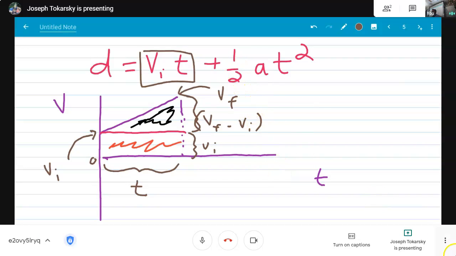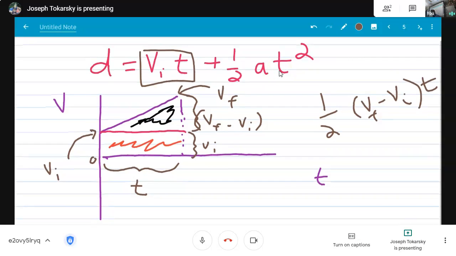Now this isn't going to immediately look exactly like this, but you could probably guess where that 1/2 came from. What's the area of a triangle? 1/2 base times height. Or from what we just got here, wouldn't it be 1/2, and it doesn't matter the order, height times base or base times height, 1/2 VF minus VI times T, right? Now wait, that doesn't look exactly like that, does it?